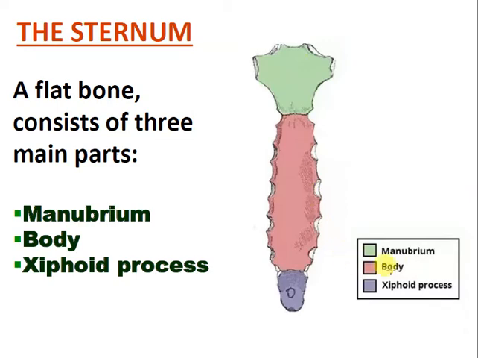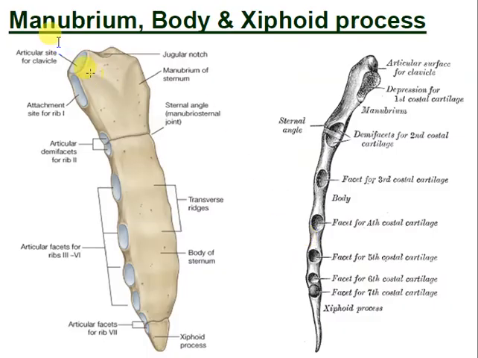So, as you can see here in green, it is the manubrium, body, and xiphoid process. Also there you see the labeling of what is continuing. Here we have the jugular notch, articular site for clavicle, articular site for first rib, then the second rib comes there. Where does the second rib attach? At the sternal angle, or some call it the angle of Lewis or the manubriosternal junction joint. There is the sternal angle of Lewis.